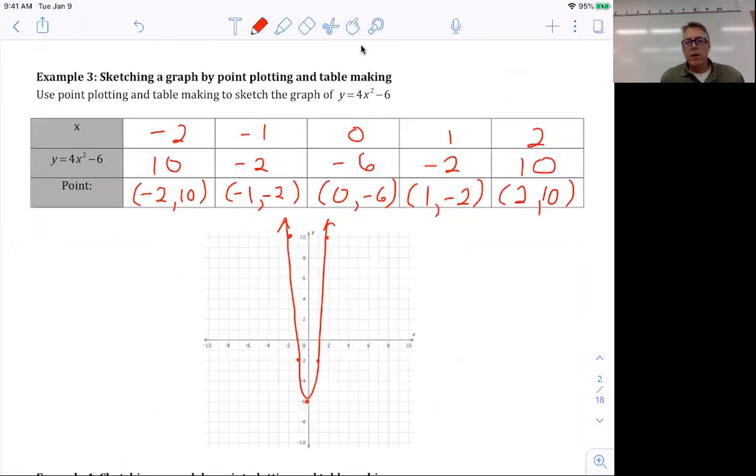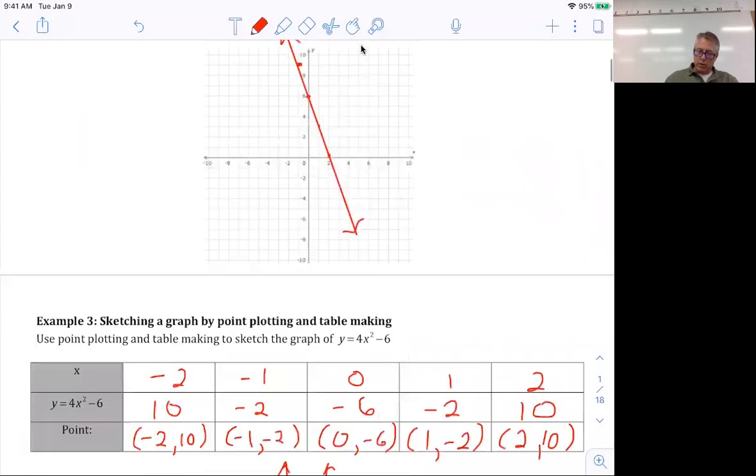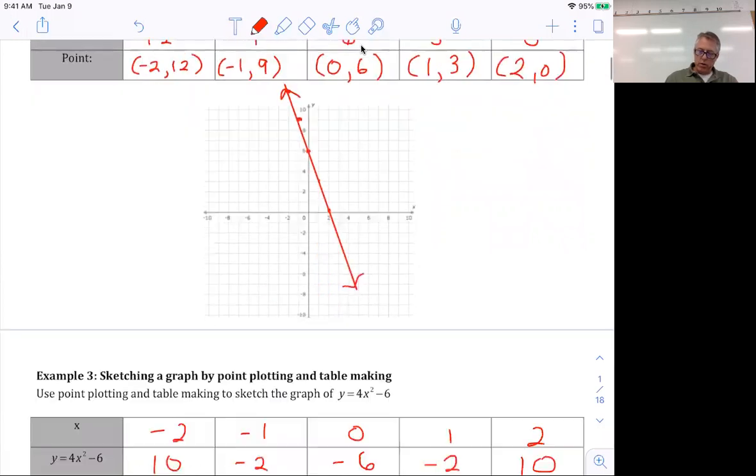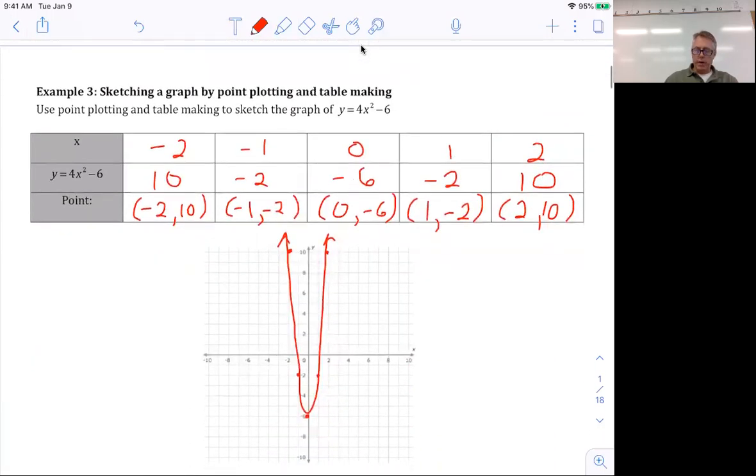And when we connect those guys, we get a parabola or a U shape. Now you may have recognized that because it's a second degree polynomial. Remember we talked about degrees? So second degree polynomials make quadratics. They make parabolas. Just like first degrees make lines. So those are linear and those are quadratic.